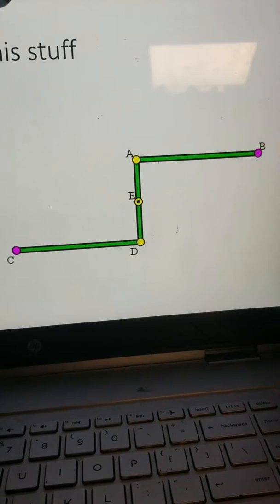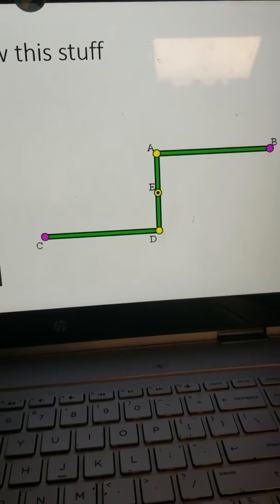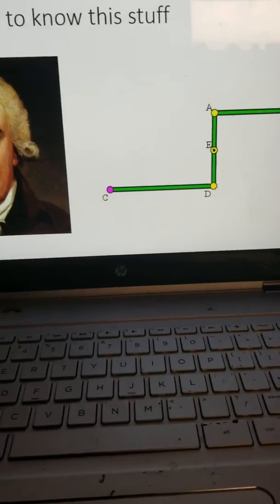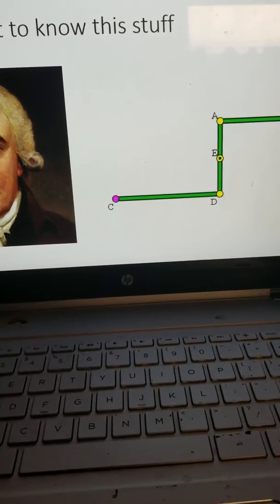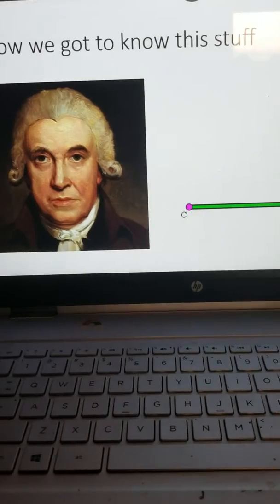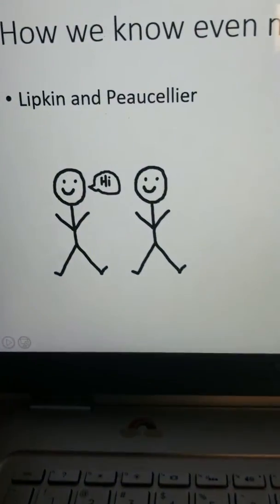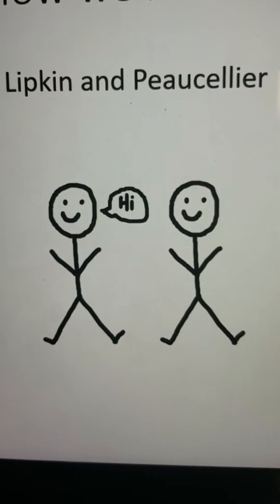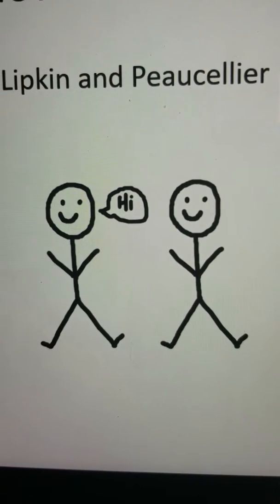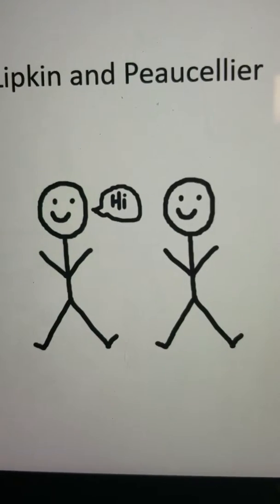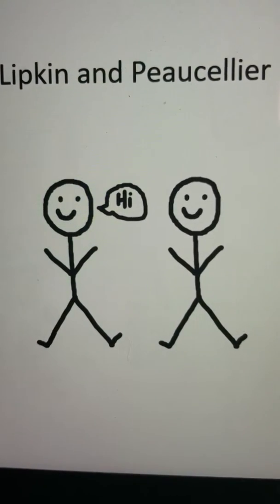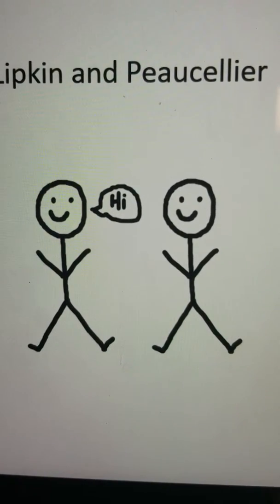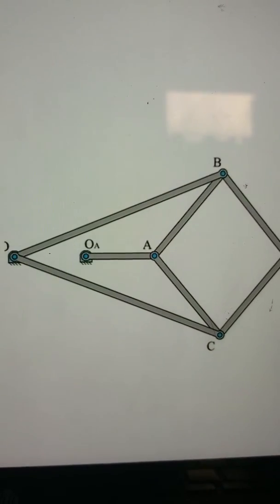Initially, it was thought there was no way to create perfectly rectilinear motion using linkages. That was until L. Lipkin, a freshman at the University of St. Petersburg, and Lieutenant Peaucellier, a young French officer of engineers, created the Peaucellier-Lipkin linkage. This linkage consists of 7 bars.